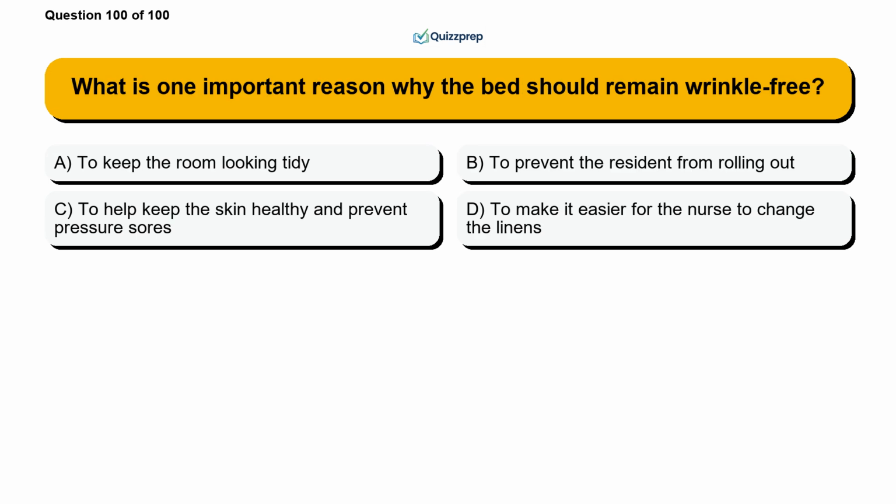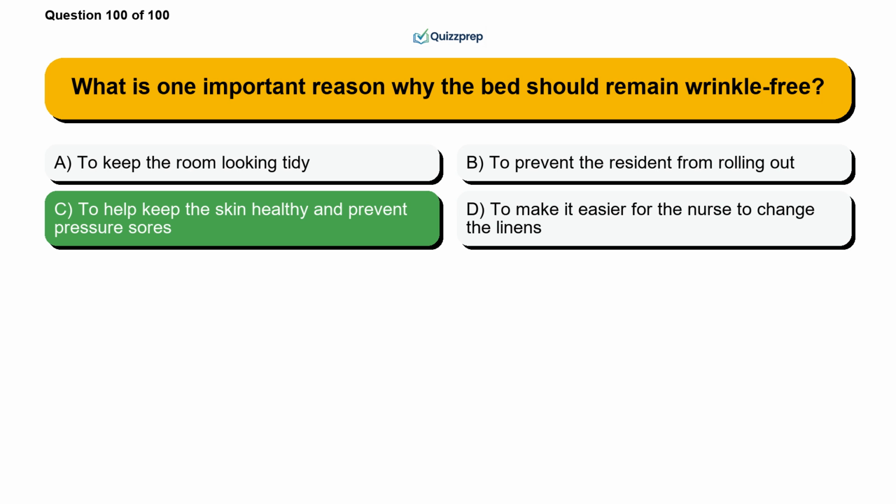Question 100. What is one important reason why the bed should remain wrinkle-free? Option A, to keep the room looking tidy. Option B, to prevent the resident from rolling out. Option C, to help keep the skin healthy and prevent pressure sores. Option D, to make it easier for the nurse to change the linens. The correct answer is option C. To help keep the skin healthy and prevent pressure sores.